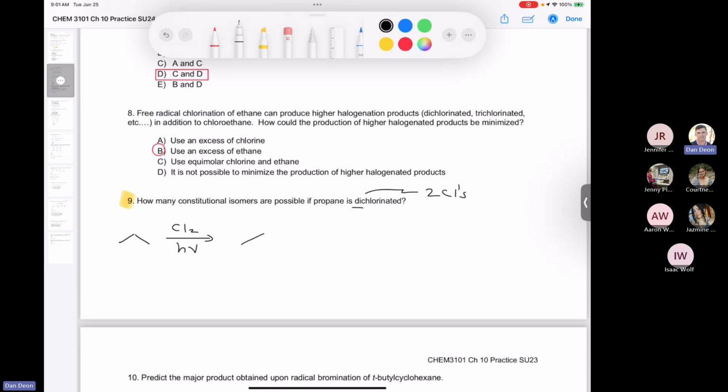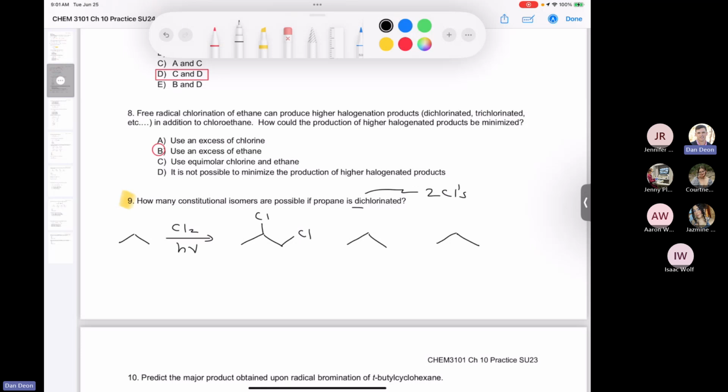So what are some possibilities? Well, we could have a chlorine on the end and we could have a chlorine in the middle. We'd call that 1,2-dichloropropane. Could anybody describe another isomer that I could get besides this one? This isn't the only one. Could anybody even describe another one? Another way that I could position those chlorines, right, on my propane molecule.